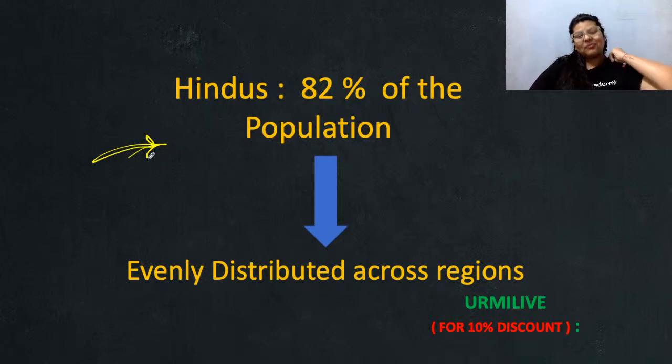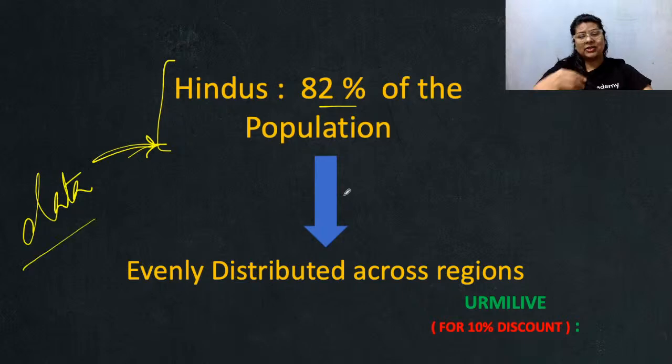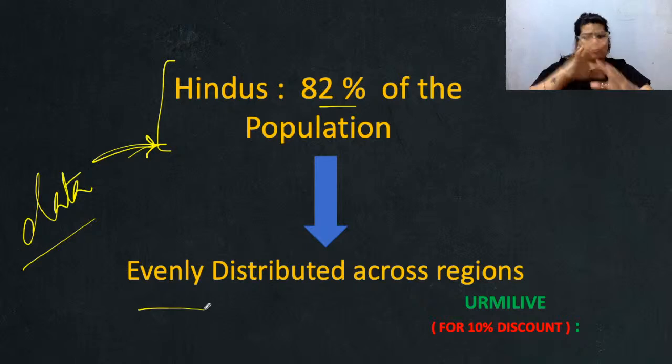So Hindus consist of 82% of the population, which is evenly distributed across the regions. The rest of the population can be Muslims, Sikhs, and others. This is as per the data which we have. The data says that around 82% of the population are Hindus, which are evenly distributed. Evenly as in, ऐसा नहीं कि भाई इस स्टेट में है या उधर है, सब फैले हुए हैं. They're all here and there.